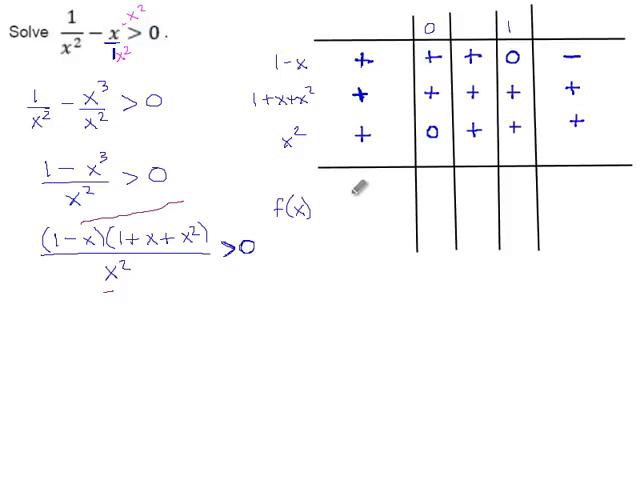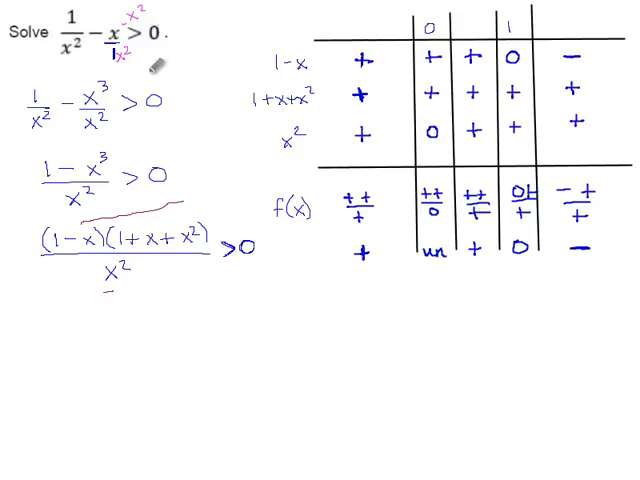So for our signs, we get plus times plus over plus is going to be positive. Here we get plus times plus over 0, which is going to be undefined. Plus times plus over plus is plus. 0 times plus over plus is 0. Minus times plus over plus is minus. Okay, so this thing goes positive, undefined, positive, 0, negative.